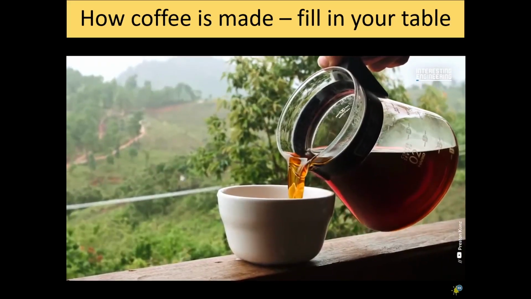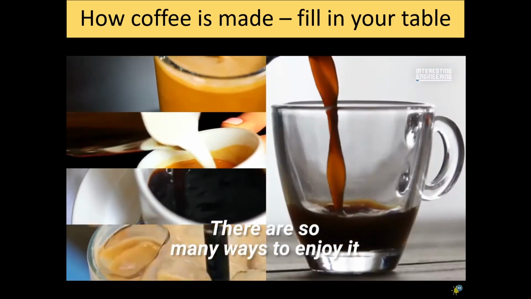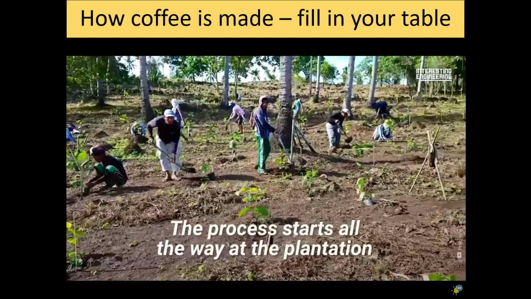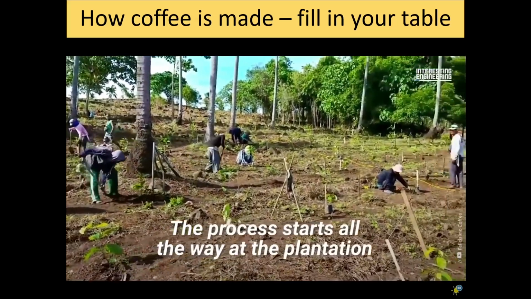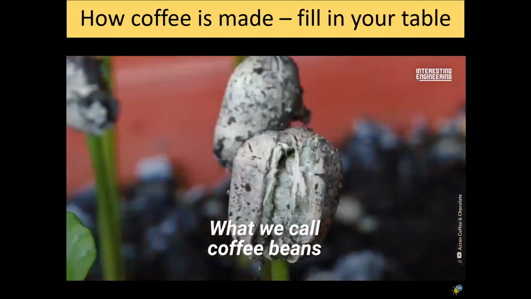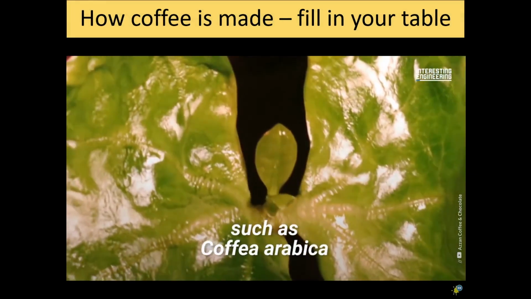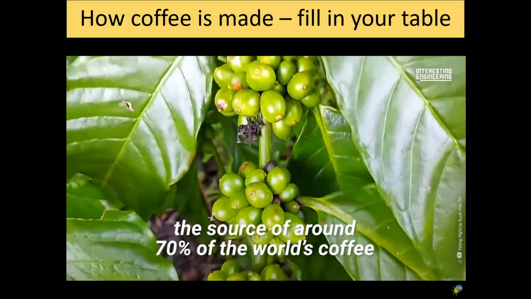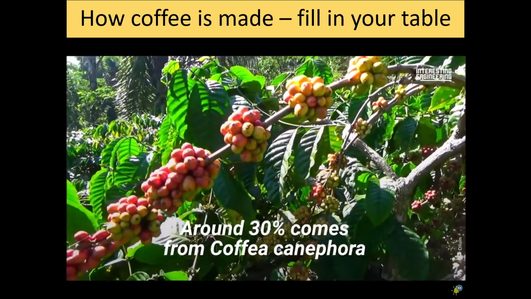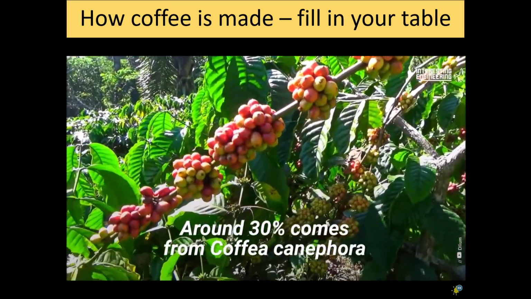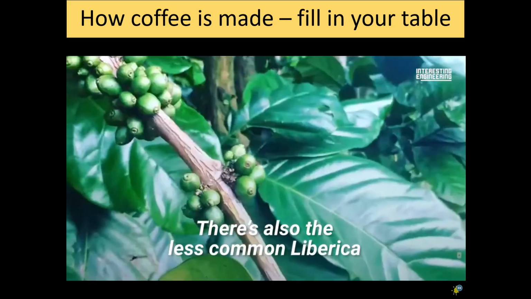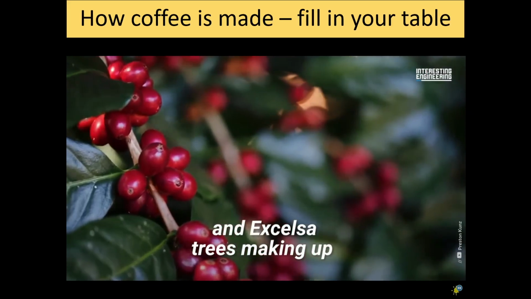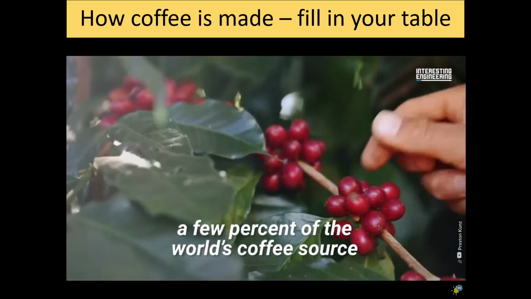Ah, coffee. There are so many ways to enjoy it. But how is it made? The process starts all the way at the plantation. What we call coffee beans are actually the seeds of trees such as Coffea arabica, the source of around 70% of the world's coffee. Around 30% comes from Coffea canephora, or robusta trees. There's also the less common Liberica and excelsa trees making up a few percent of the world's coffee source.